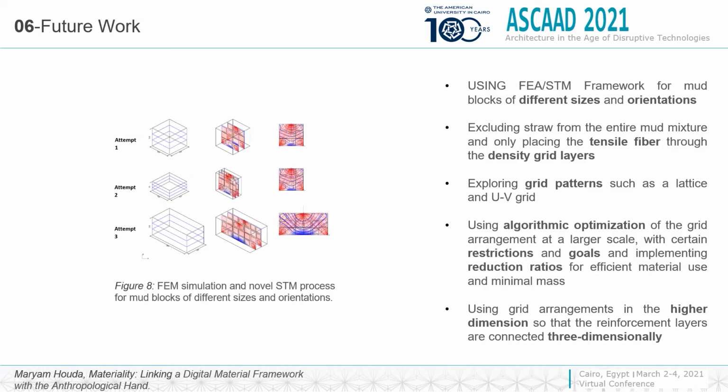So on to future work. Future work will test the digital material framework with different mud block sizes and orientations. It would also involve excluding straw from the entire mud mixture and only placing them through the grid layers. And other grid patterns will be explored, such as UV grid and the lattice. However, to date they have not been experimented with, because the straw can't transfer through narrow grid openings unless it's chopped extremely fine.